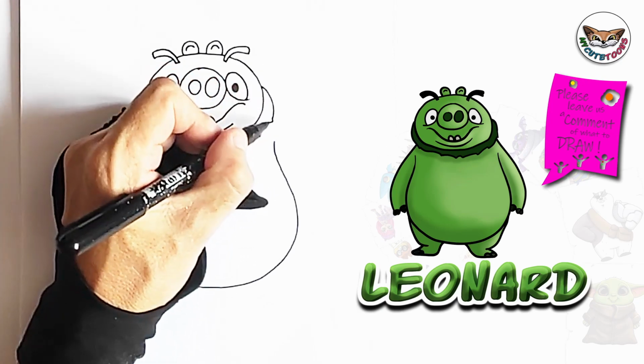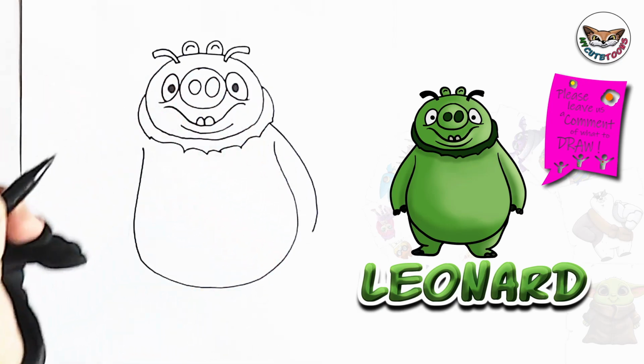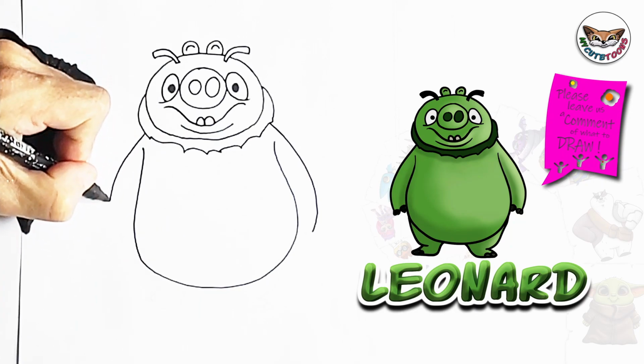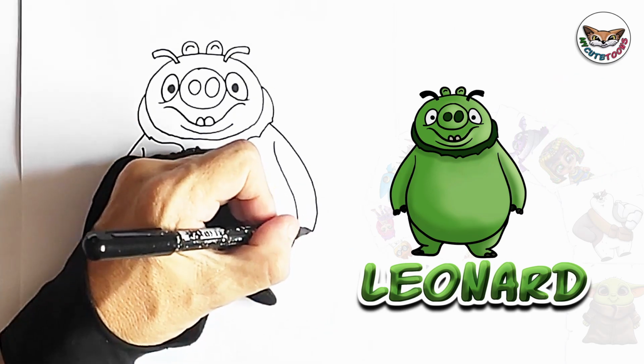And on the side we're going to start with the arms. So I'm just going to make a nice curve and I'll stop right there. And on this side I'll copy the curve as well, about the same height. Now we're going to draw the nails.